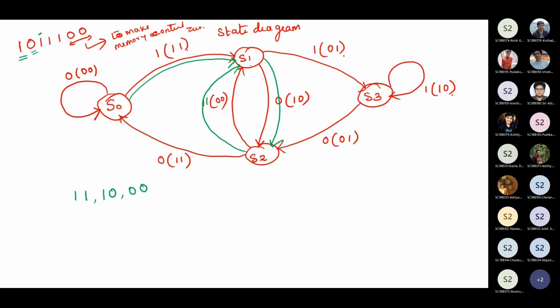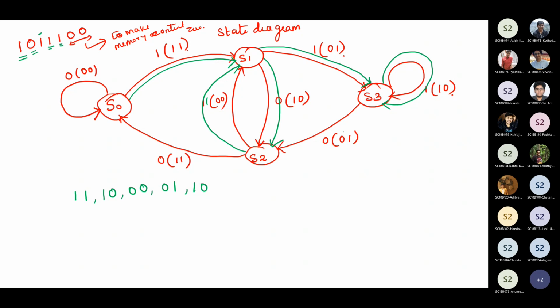Which state are we standing in? S1. What is the next input? We are going to give 1. So 1 means from here to S3, and the corresponding output is 0, 1. Next, we are going to give 1. The current state is S3, so 1 means this is the 1, output 1, 0. Again, we are in S3.